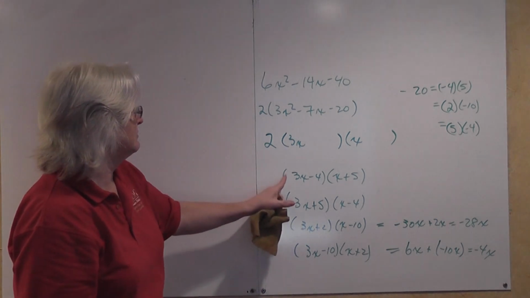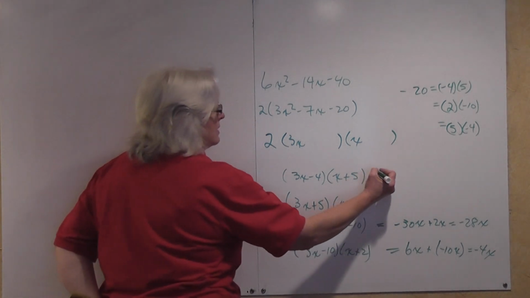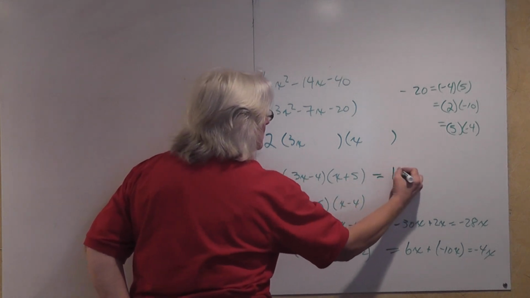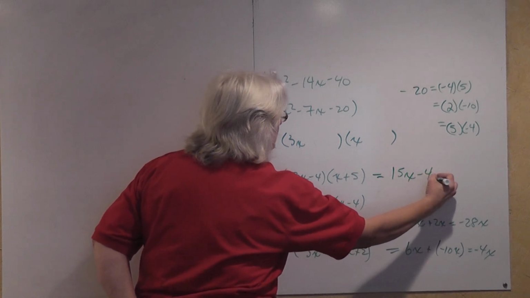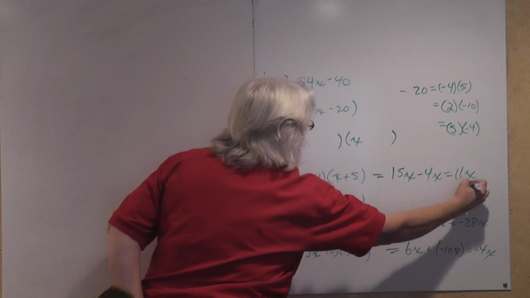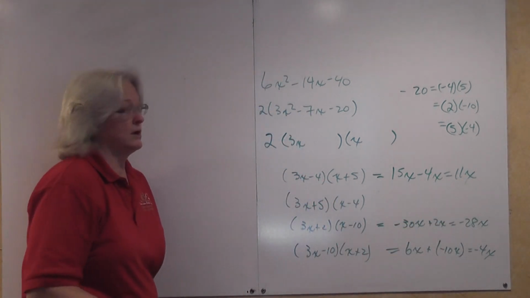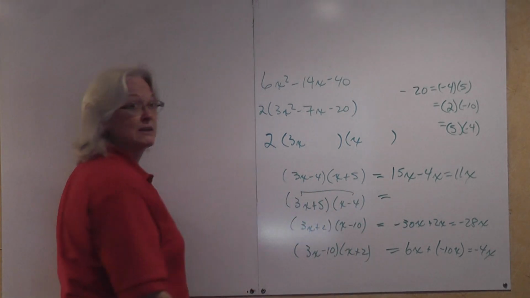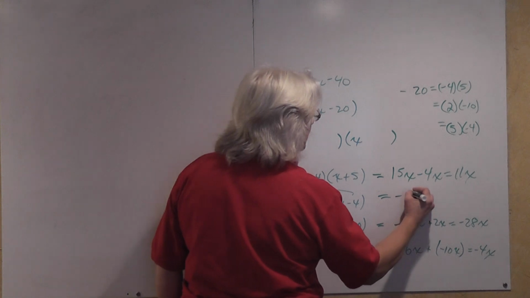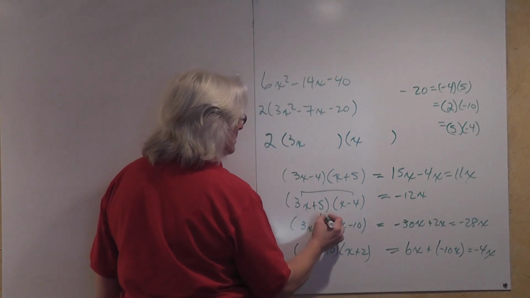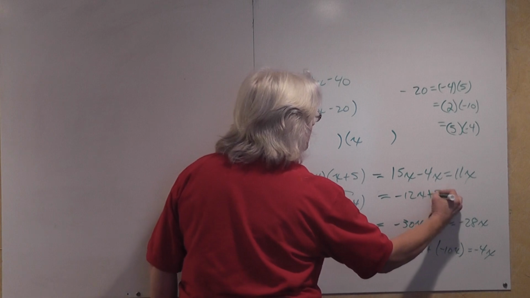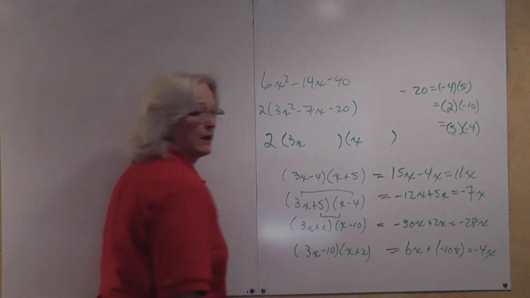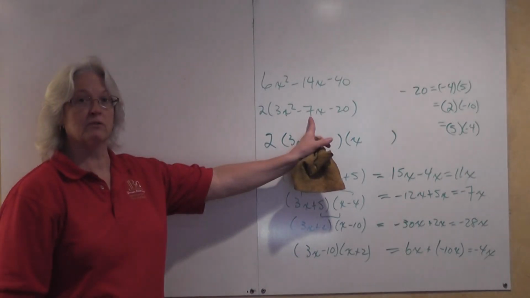Okay, let's see what happens if we do this one. Our outer partial product, 3x times 5, 15x. The inner product, negative 4x, gives 11x. Not what we need. This one right here, outer, 3x times negative 4, negative 12x. Inner, 5 times x, plus 5x. Sum is negative 7x, which is the one that we're looking for.